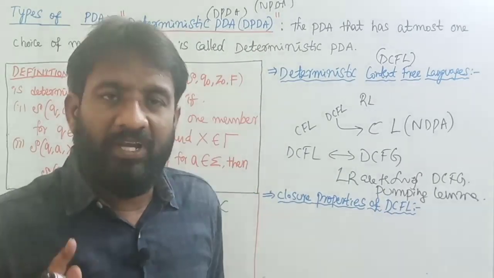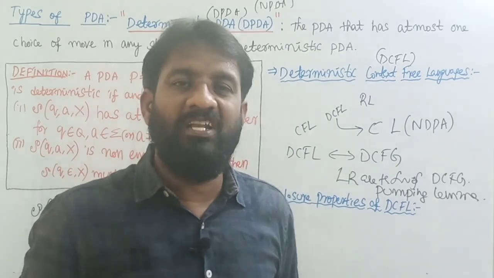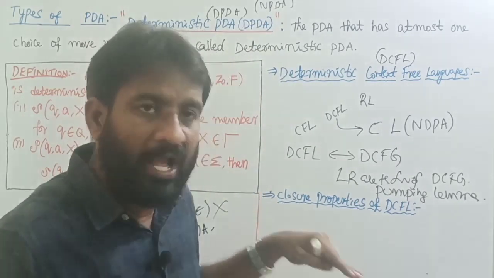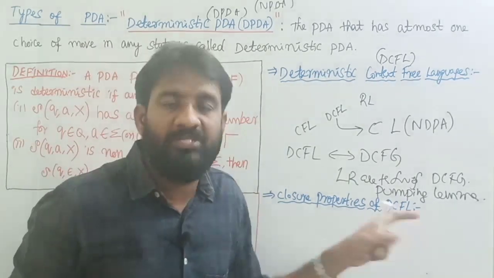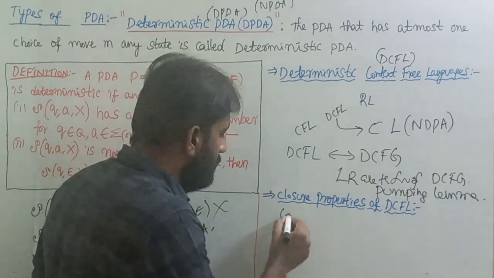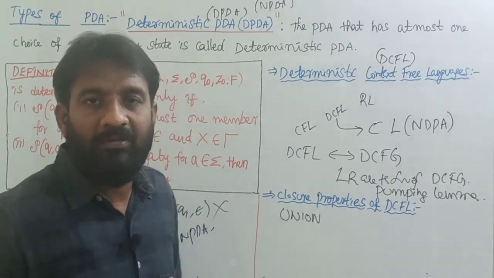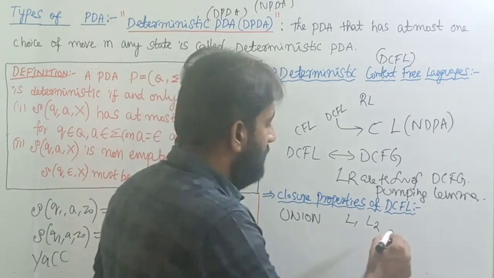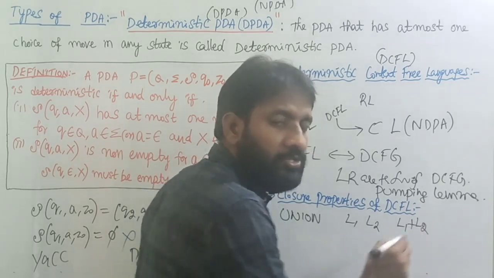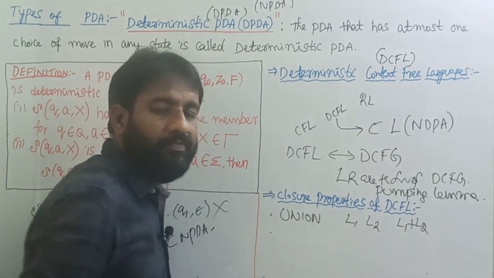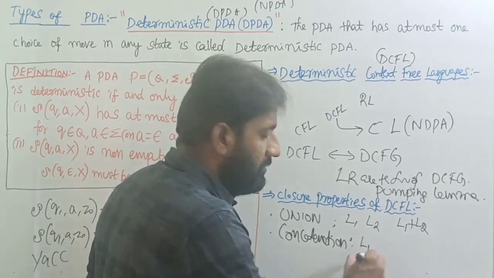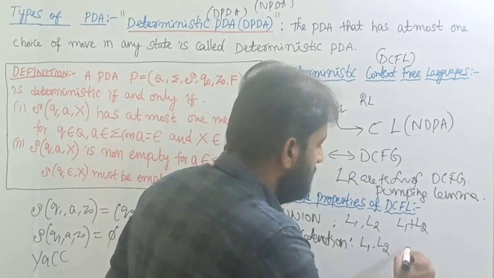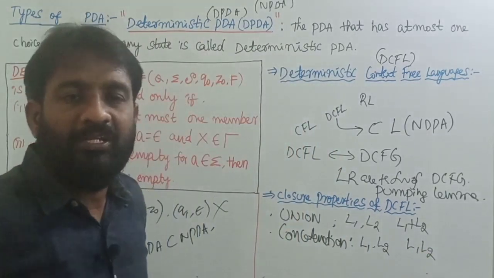If I want to find out whether the language is a deterministic context-free language or not, the pumping lemma is not used for this. Instead, this is done by using the closure properties of the deterministic context-free languages. The first closure property is union, meaning that if L1 is one deterministic context-free language and L2 is another deterministic context-free language, then the union of L1 and L2 is also a deterministic context-free language. Next is concatenation. If L1 and L2 are deterministic context-free languages, then the concatenation L1 L2 is also a deterministic context-free language.